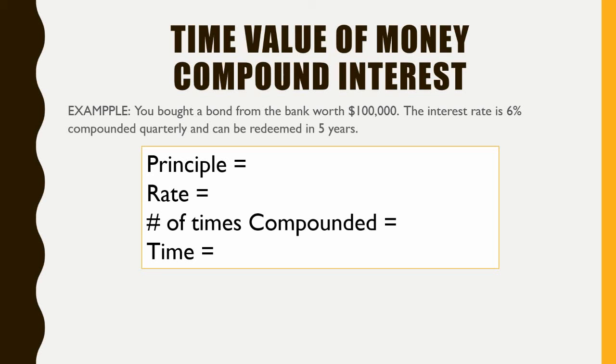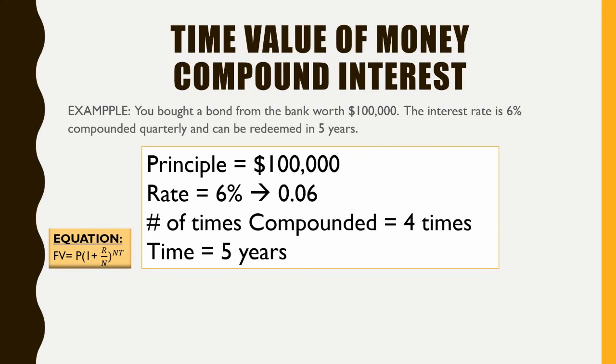Okay. So here we have everything that we need, right? Our principal is 100,000, right? The rate, same thing, is going to be converted into decimal points, so 0.06. Here, because we determined that you're going to be compounded quarterly, that means every 3 months you're going to be compounded, right?